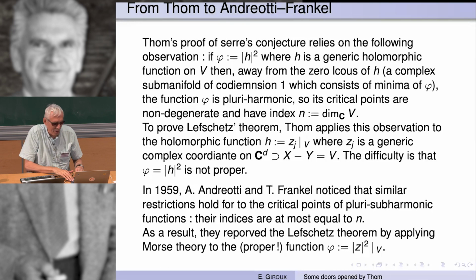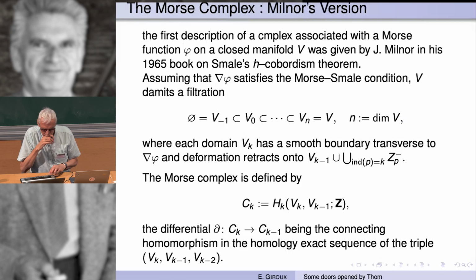Okay, now a few words about what is called the Morse complex. So the Morse complex is a complex associated with a Morse function which computes the homology of the manifold. The first description you find in the literature is by Milnor in his book on the h-cobordism theorem. And here is how Milnor presents it. Assume that your gradient vector field is Morse-Smale.